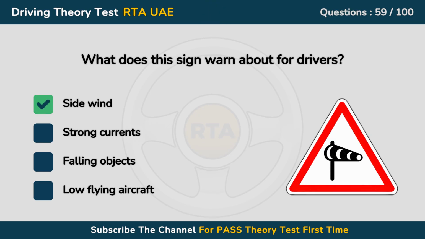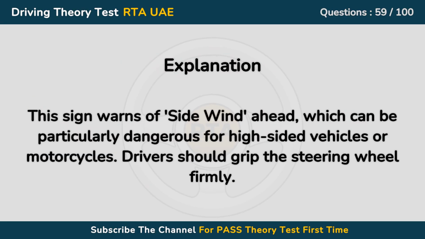Answer is A. Side wind. This sign warns of side wind ahead, which can be particularly dangerous for vehicles or motorcycles. Drivers should grip the steering wheel firmly.